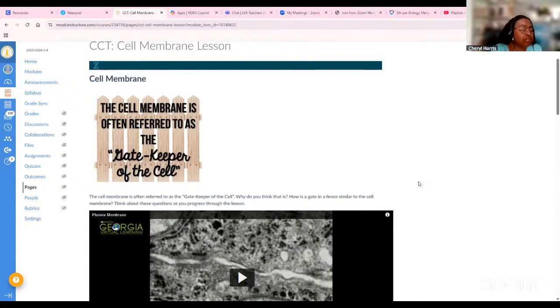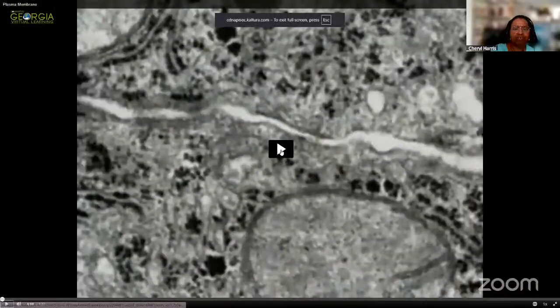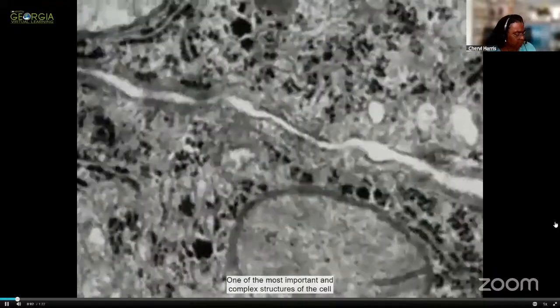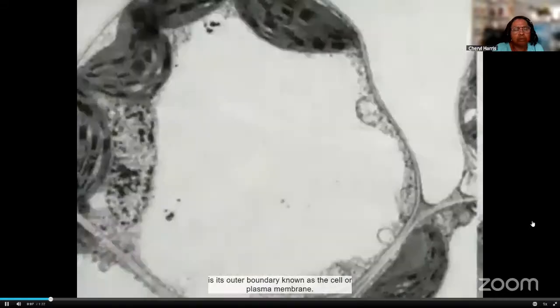It regulates what goes into the cell. It takes in what it needs. It spits out what it doesn't need. And in that way, it is able to maintain the life of the cell. One of the most important and complex structures of the cell is its outer boundary, known as the cell or plasma membrane.